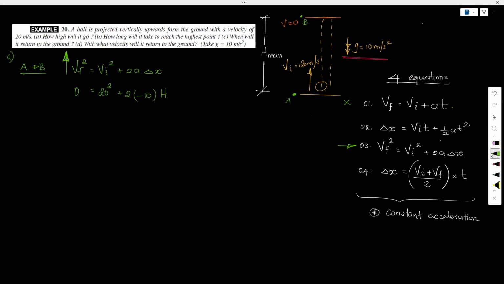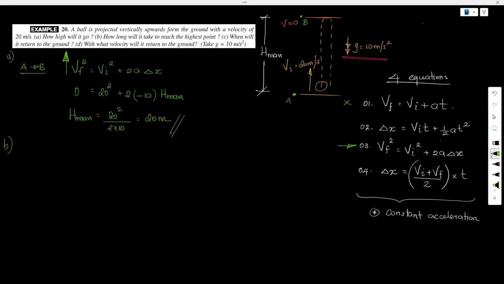And delta x is my h max. So by rearranging this equation, I can find h max as 20 squared divided by 2 times 10. So that is going to be 400 divided by 20, which is 20.